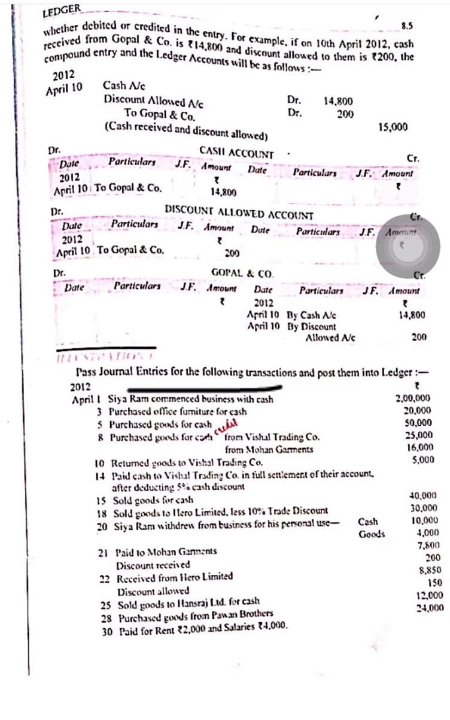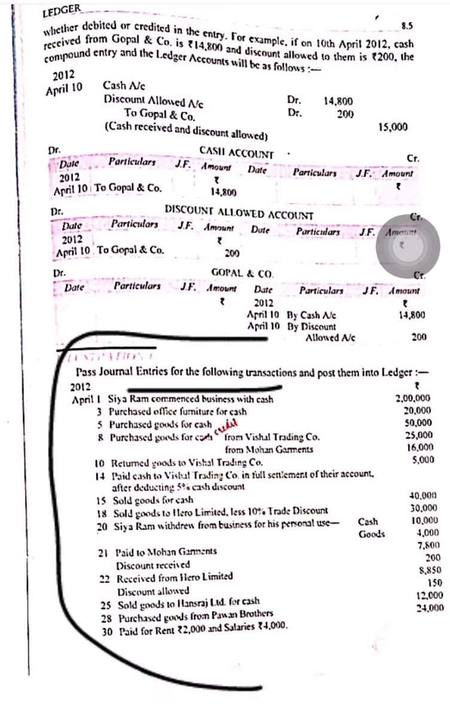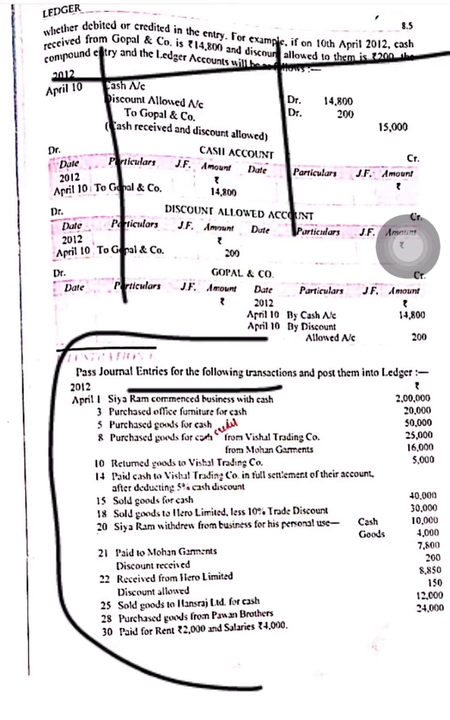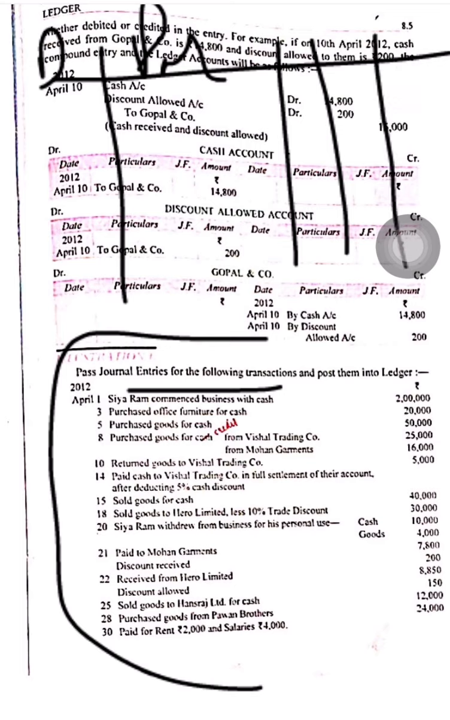Here is the question: pass general entries for the following transactions and post them into the ledger. As we all know, this is the format of the general journal: date, particulars, LF, then amount debit and amount credit. So we have to do the general entry first. The first entry is Siaram commenced business with cash. So the entry will be cash account debit to capital.